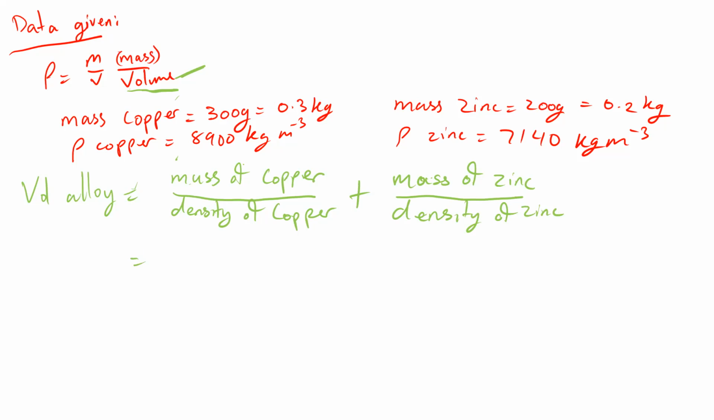So we know the mass of the copper is 0.3 divided by 8,900 plus the mass of the zinc is 0.2, and the density of zinc is 7,140. Once you plug this into your calculator, you will definitely get 6.17 times 10 to the minus 5 meters cubed.